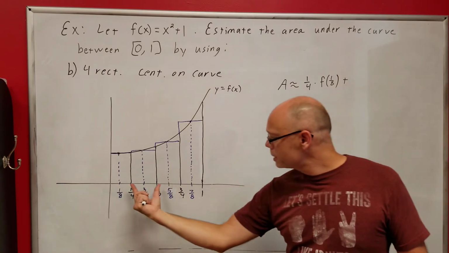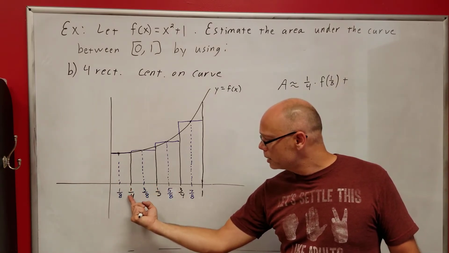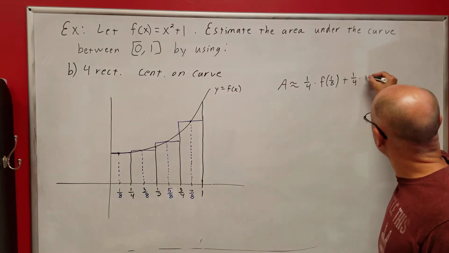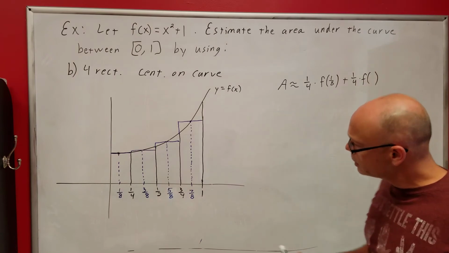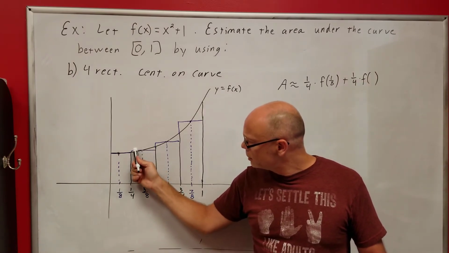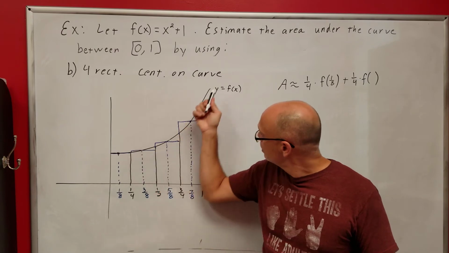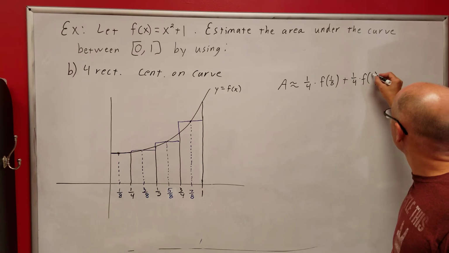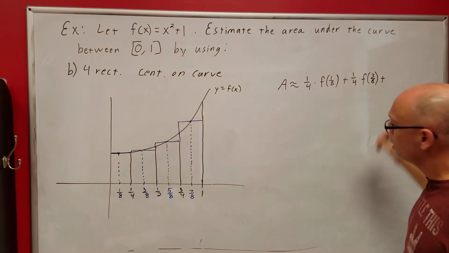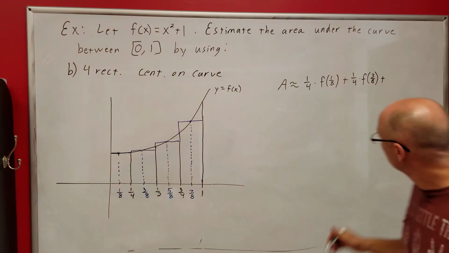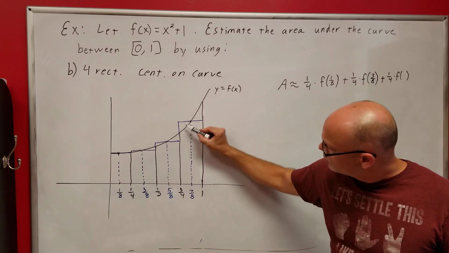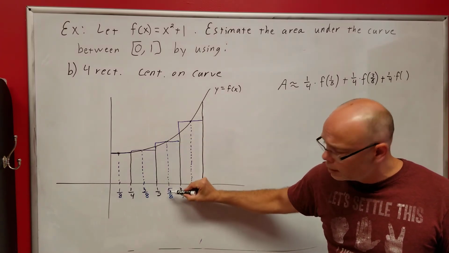Plus, how about the area of my second rectangle here? How wide is that from 1/4 to 1/2? That's 1/4 in width times the height. What is the height of this thing? Is this high, right? And what is that high? My function f evaluated at what? 3/8. Plus, my third rectangle, how wide is it again? 1/4. We made them all the same width here, didn't we? How tall is it now? My function f evaluated at 5/8.